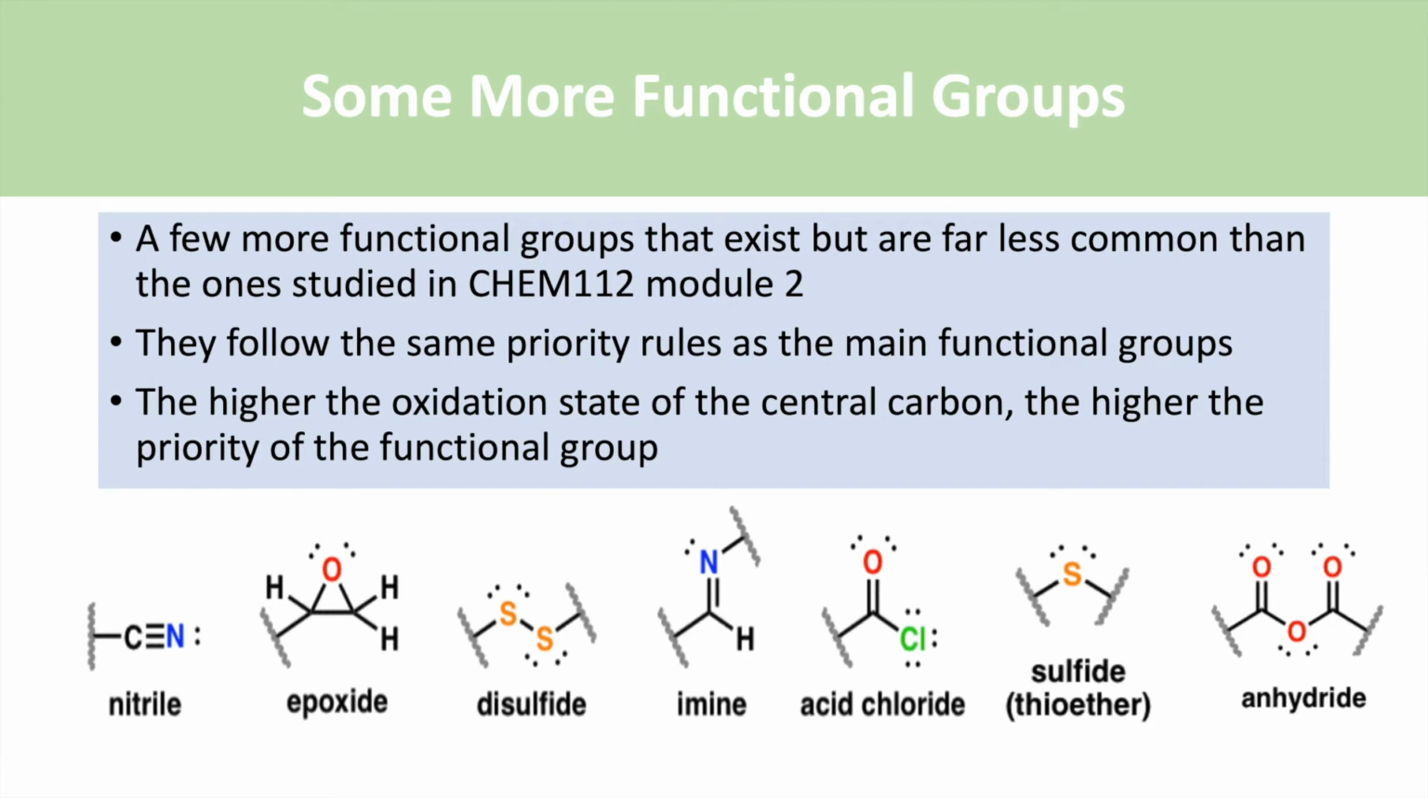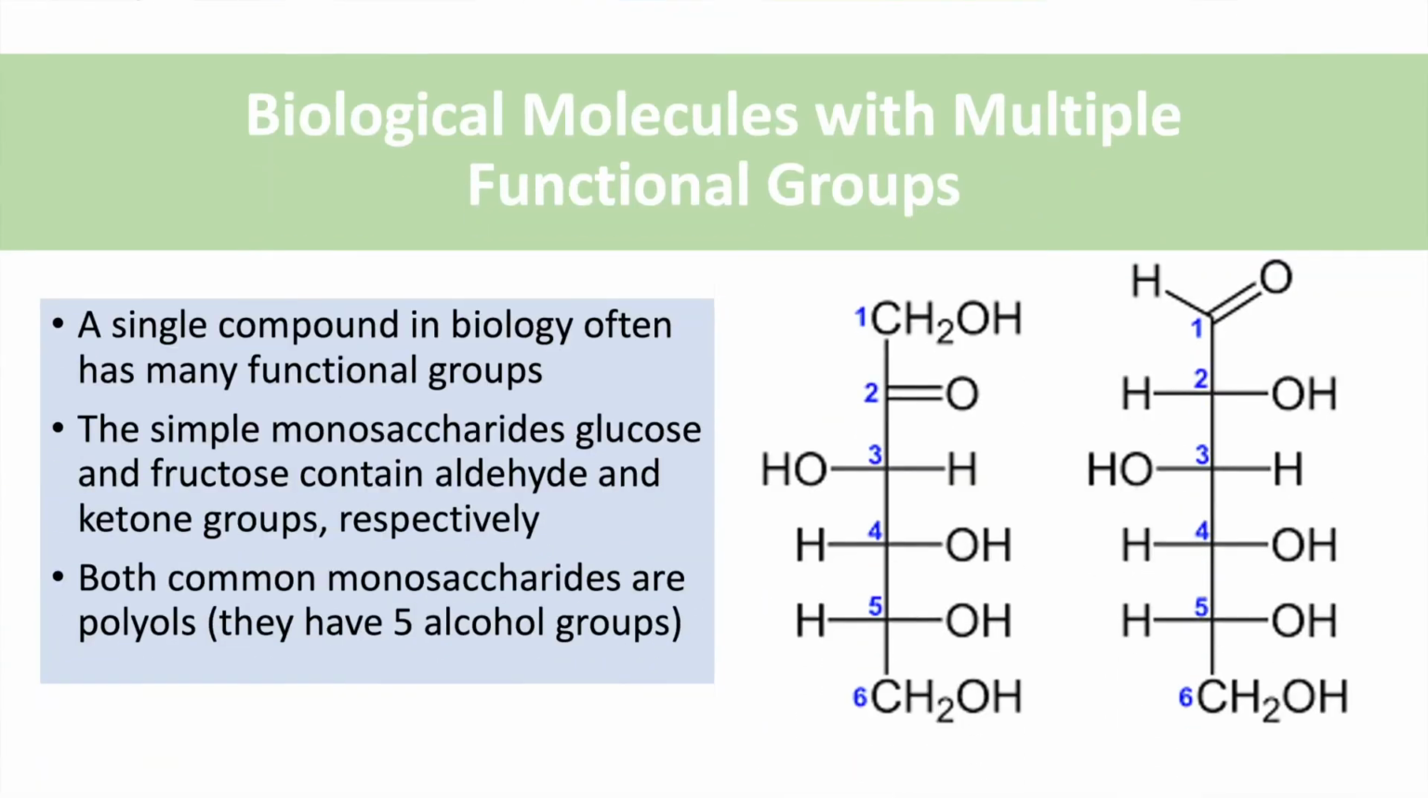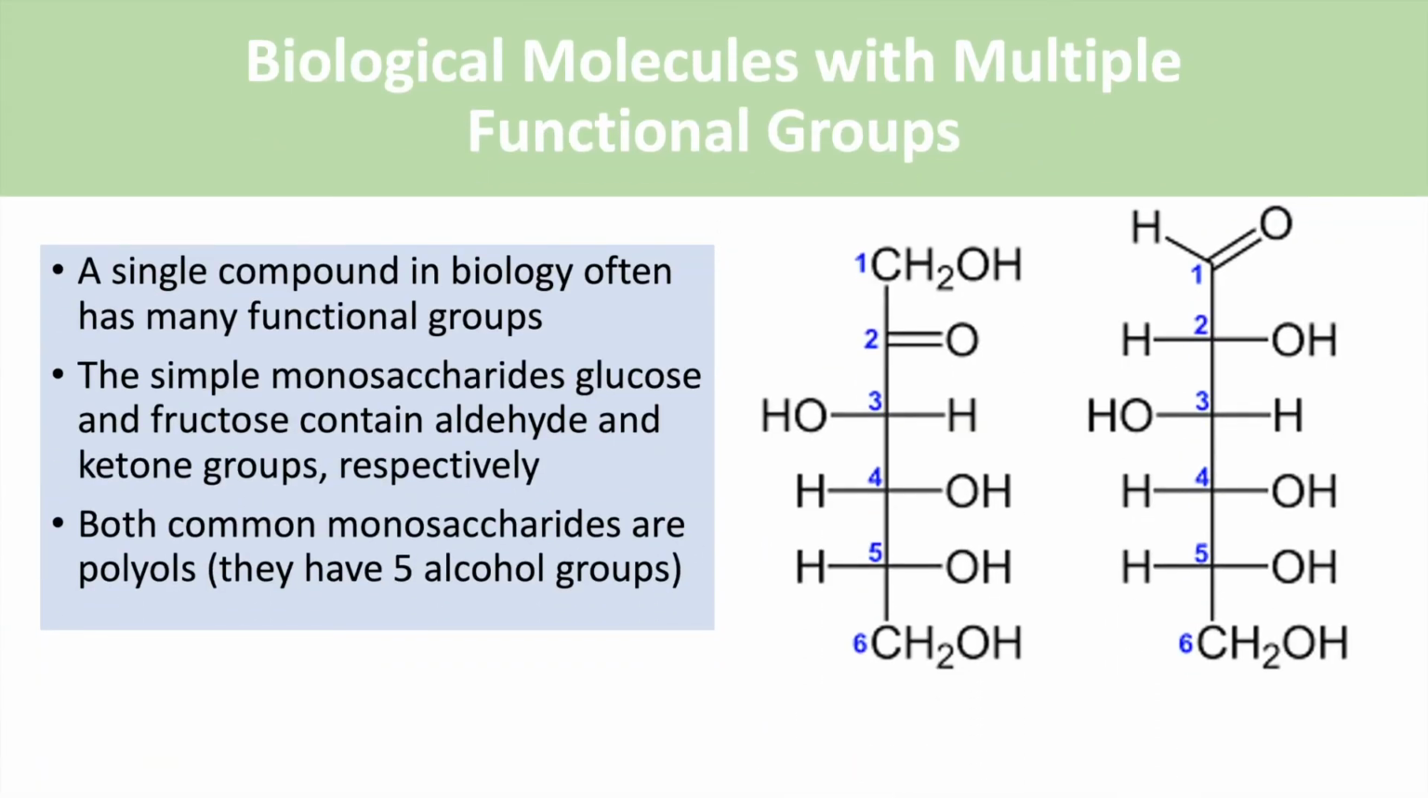Now that we've had a full review on how to name organic compounds with functional groups, and we've also done some sample problems and learned about a handful of new functional groups, we're going to move on to some real-world applications of chemical nomenclature. Arguably the most important area of chemical nomenclature is biochemistry.